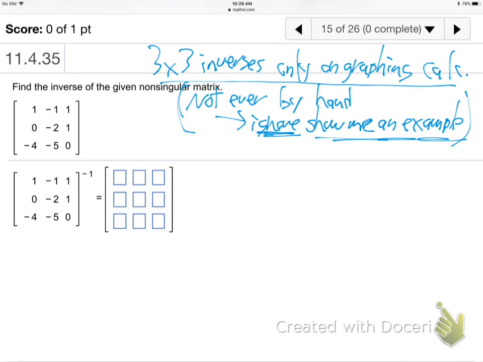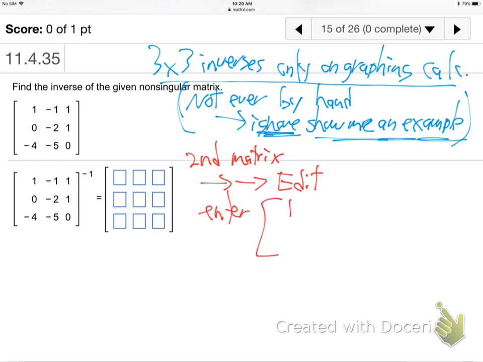So, okay, just put it in your calculator. So it's just second matrix, like usual. And go across to edit. You can just put it in matrix A if you want. Edit. And then enter the matrix. 1, -1, 1, 0, -2, 1, -4, -5, 0. And then second quit.